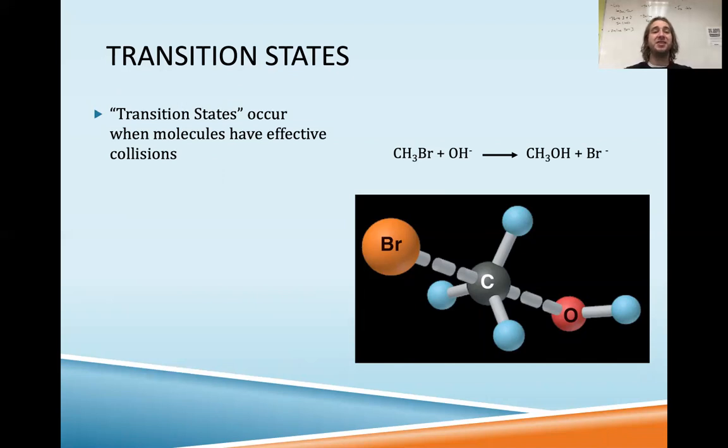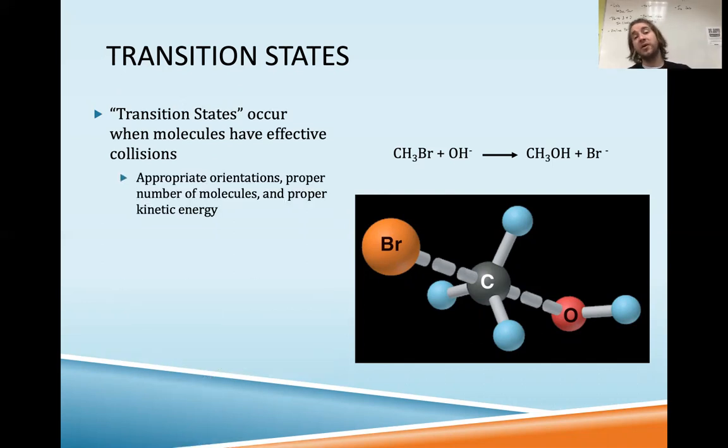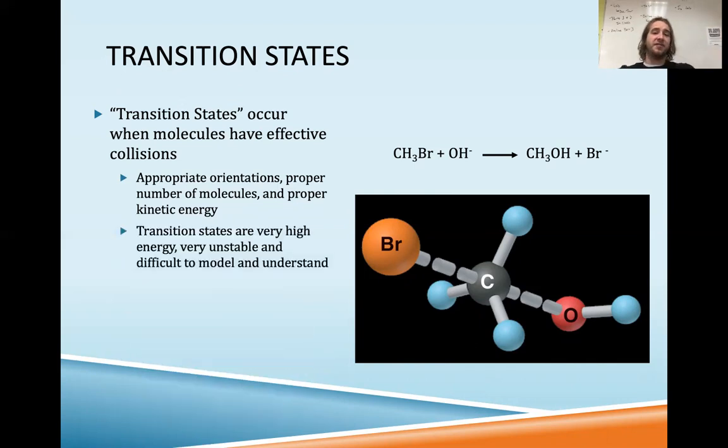So transition states occur when we have enough energy to get that effective collision that we're actually going to hit, make some bonds and break some bonds. You've got to have the right orientation. You've got to have the right number of the molecules. You've got to have the right amount of kinetic energy to get them to hit and collide close enough to break and form and all that good stuff.